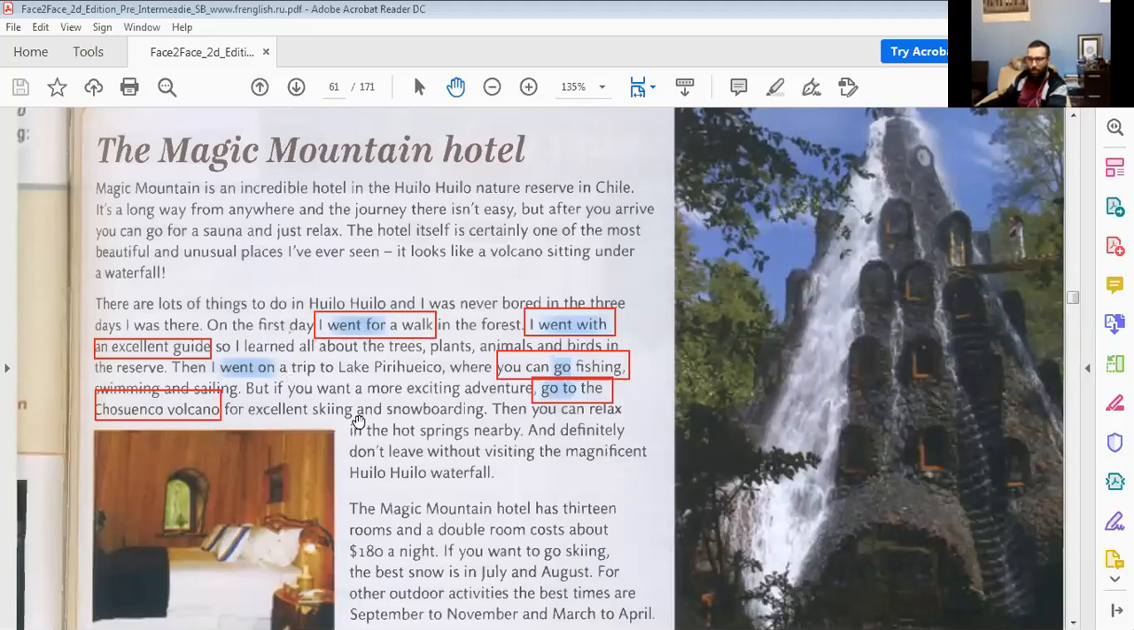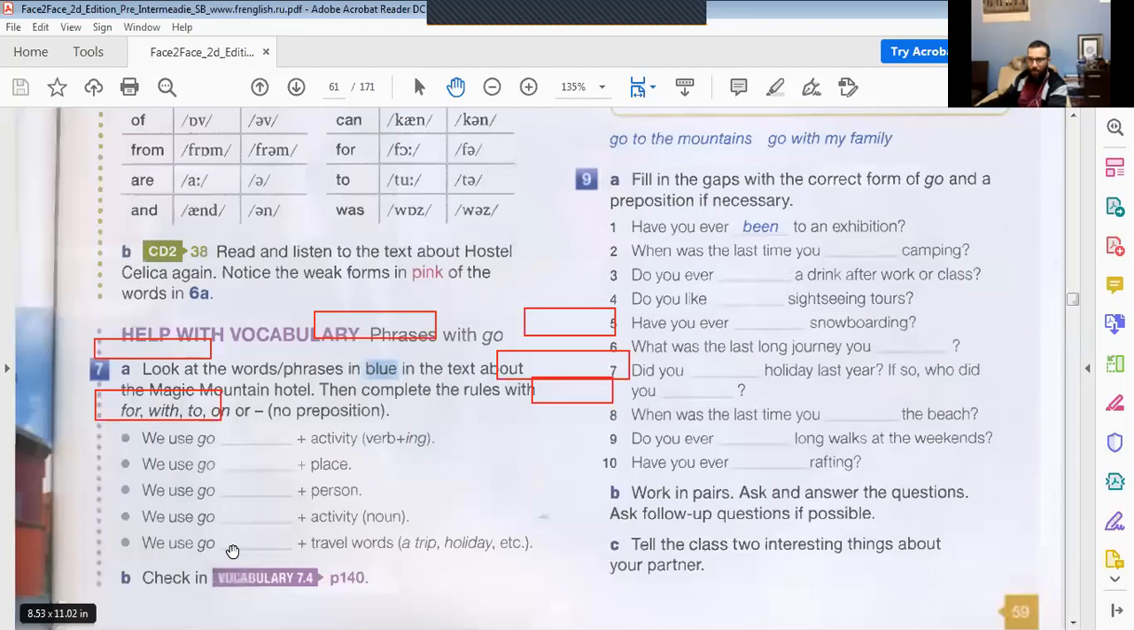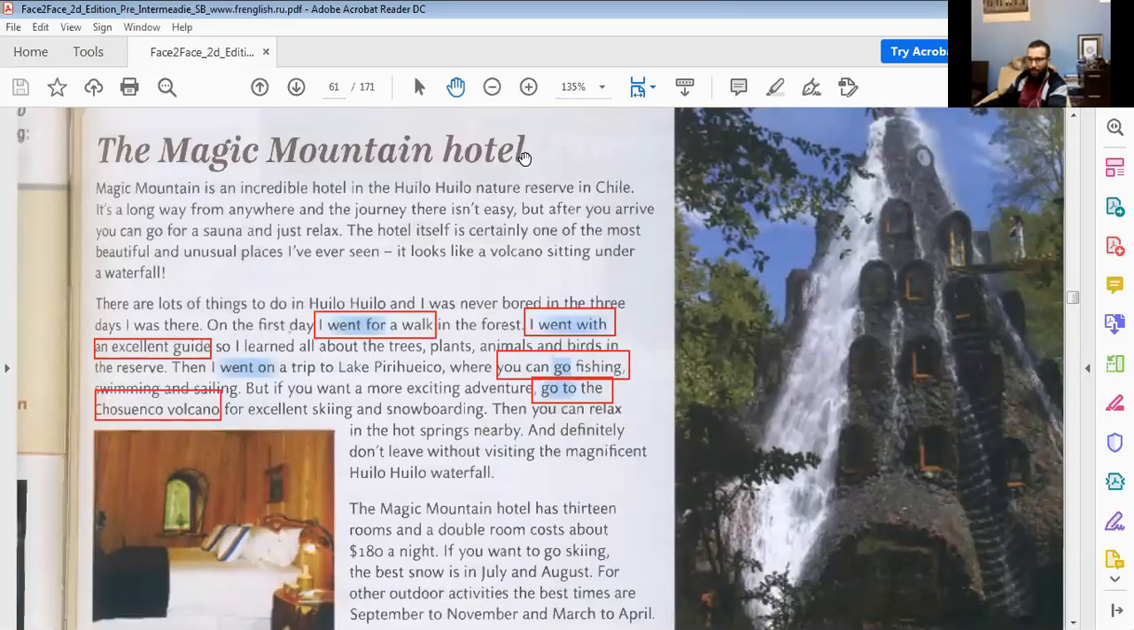And the last rule, rule number five, we talked about, if you want to talk about travel words like trip, holiday, vacation, journey, safari, these kind of words, you need to use on. I went on a trip. I went on holiday. I went on a safari, for example. So this was in our last lesson. These are five different ways we can use the verb go.